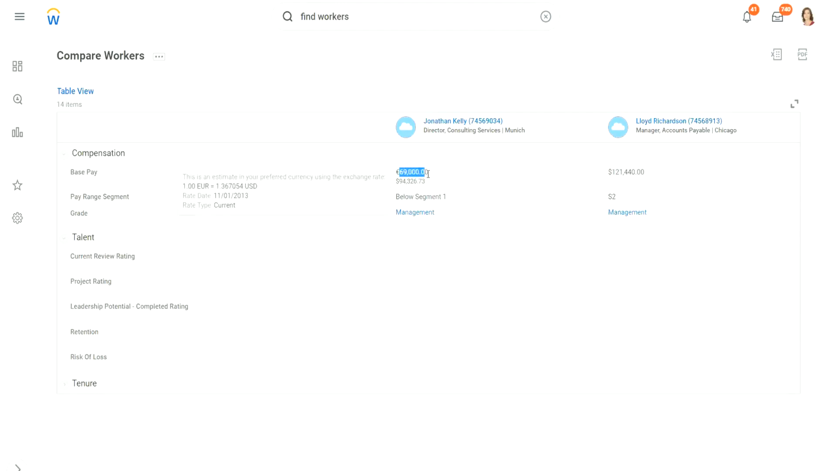We have the amount, €69,000, but how do we understand if the €69,000 is good or bad? So you look at the pay segment and then you can decide how this compares in terms of his peers or other people in this particular compensation grade.